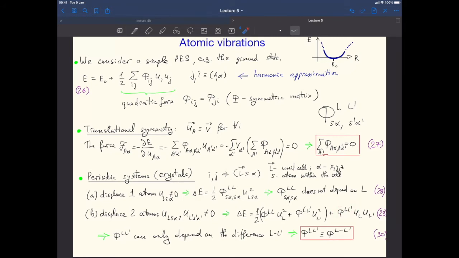So we proved that the force constant matrix for a periodic system may only depend on the difference of the lattice vectors L and L prime. And in fact, that property doesn't contradict the first property we just discovered, that if L and L prime are the same, the difference is zero. So the element of this matrix does not depend on L, the lattice vector.